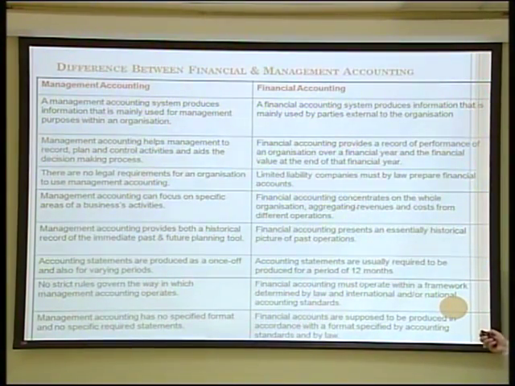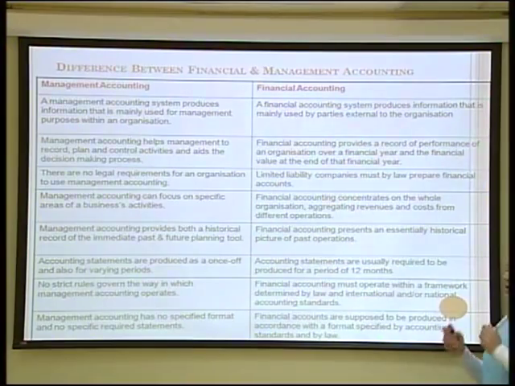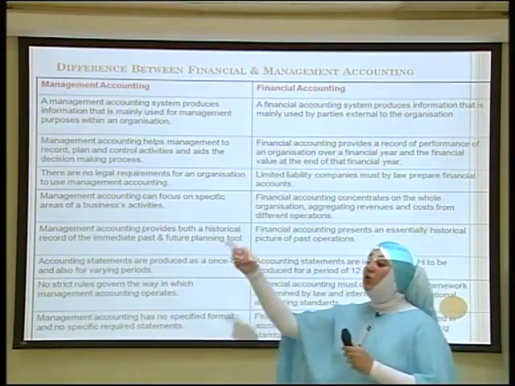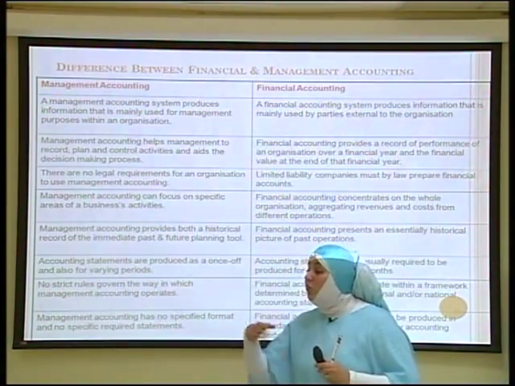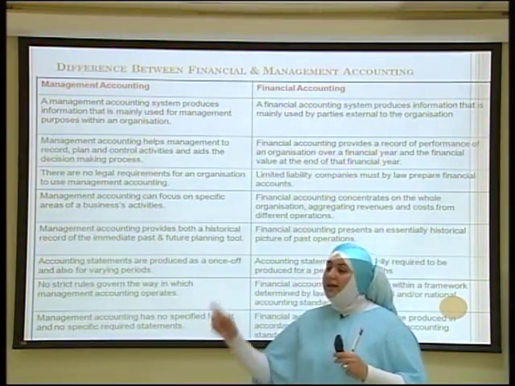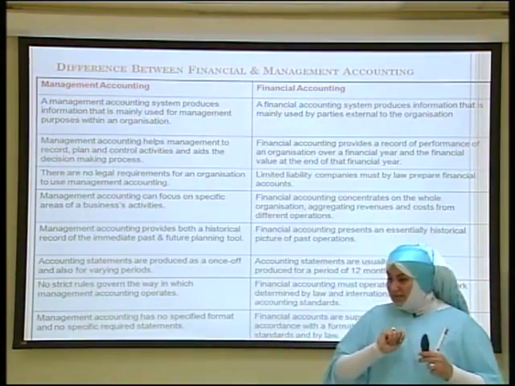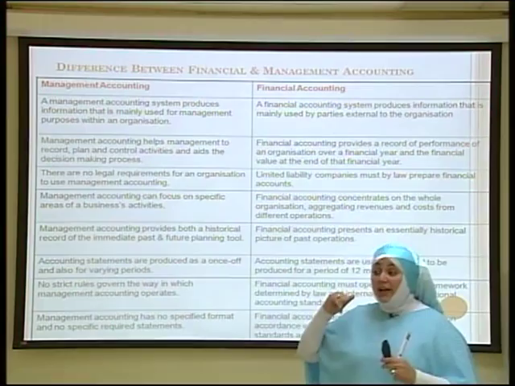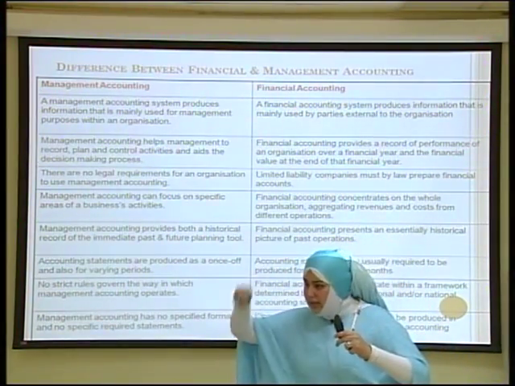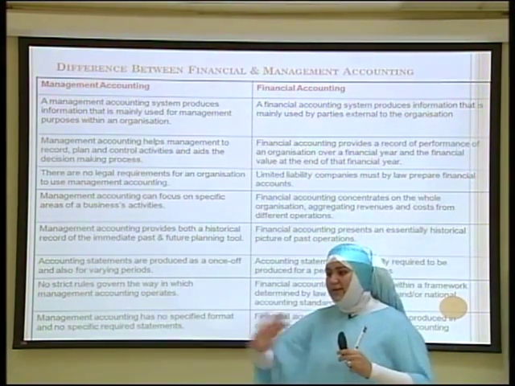But financial accounting concentrates on the whole organization, aggregating revenues and costs from different operations. We have different branches; we will aggregate revenues from all branches or all operations, and aggregate all expenses and so on. Usually financial accounting uses totals, the aggregation of the whole organization.